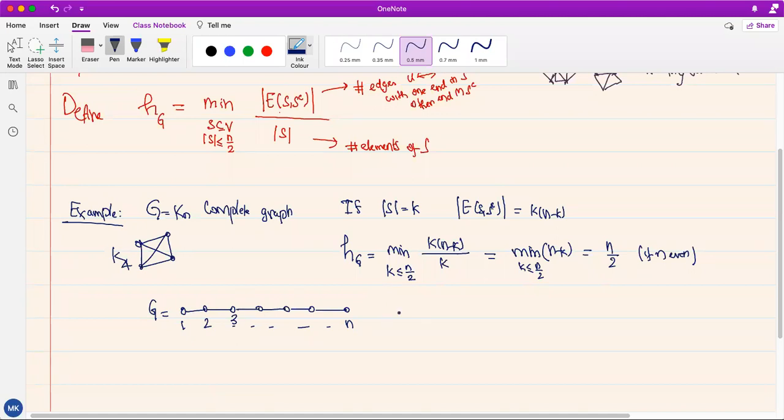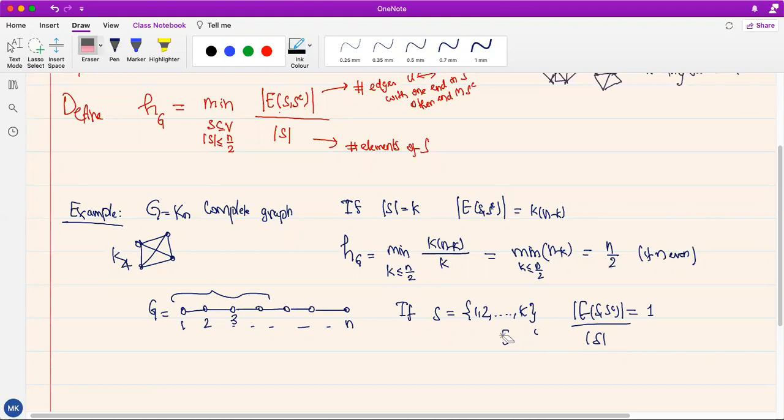So what is the possible minimum in this case? What would you take S to be so as to minimize? So if S is, let us say, 1 to K, then what is E of S, S complement? If I take these vertices up to K, then how many edges go out of S into S complement? One. Yes, only one, right? And so what does E of S, S complement divided by the cardinality of S give? I get 1 divided by K.